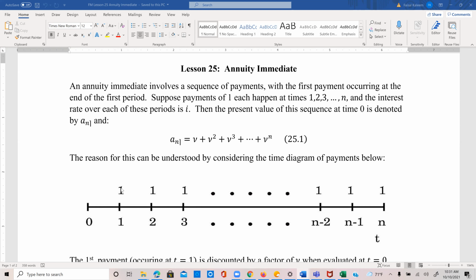So when you bring this payment of 1 at time 1 to time 0, you multiply it by the discount factor nu. And the second payment, when you bring it back to time 0, you're bringing it through 2 periods. So it becomes nu squared. And similarly, the third payment at time 0 becomes nu cubed, and so on. The last one becomes nu to the n. And so the present value equals this expression.